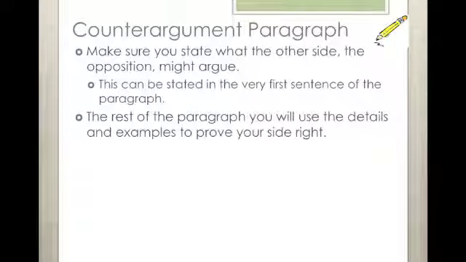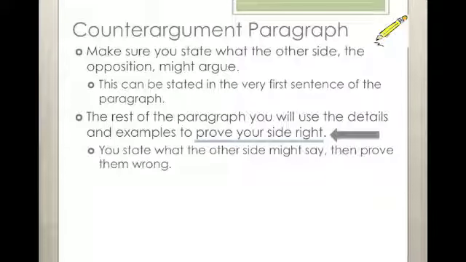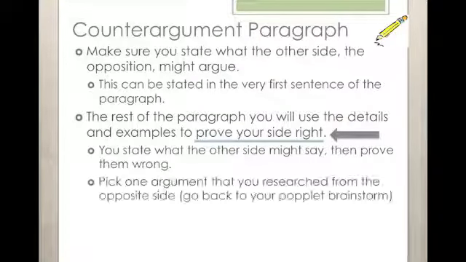And then the rest of the paragraph, you need to use details and examples to prove that you're right and they are wrong. So this is where we tend to get confused. If you talk too much about the other side, the opposite side, then you're going to confuse the reader and they're going to have to say, wait, were they affirmative or negative? I don't remember. So try really hard to not do that. Prove your side to be right. Come back to your side always. So state what the other side might say, but then you have to prove them wrong.